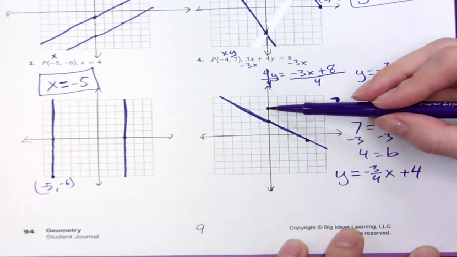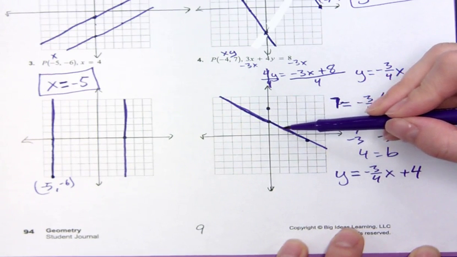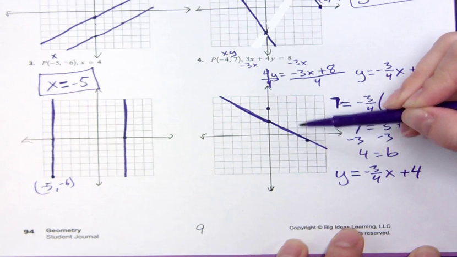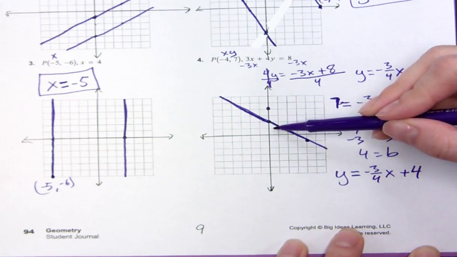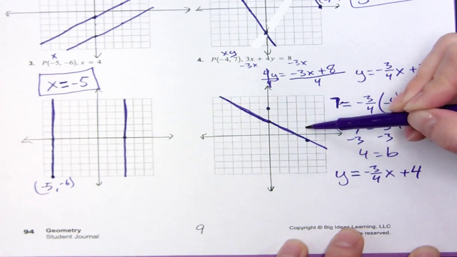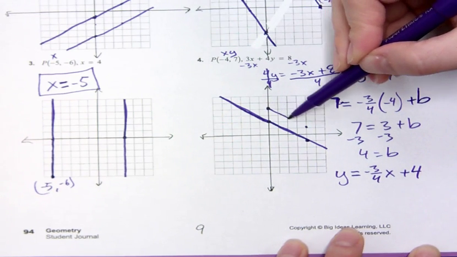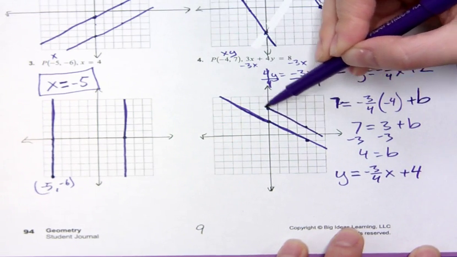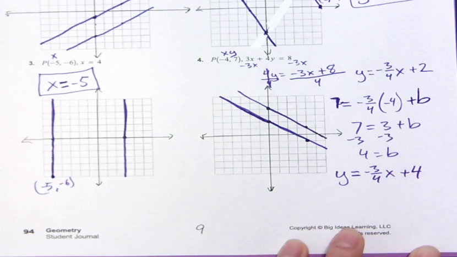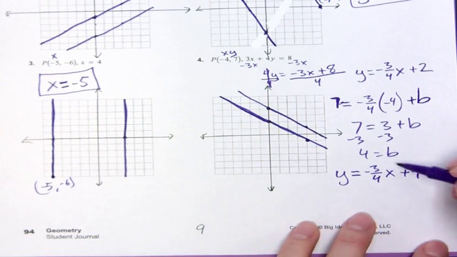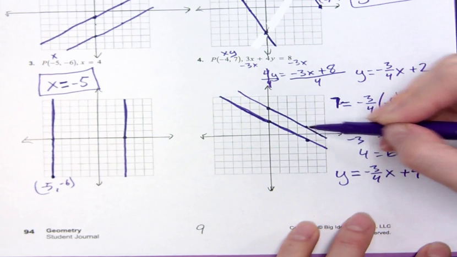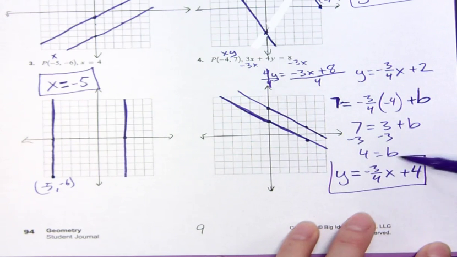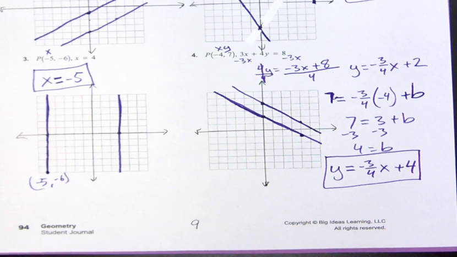And then I graph it to make sure. Yeah, the slope is negative, so I come down 3, forward 4. Okay, so when you have all of that, flip to the next page, last page of notes for this packet.